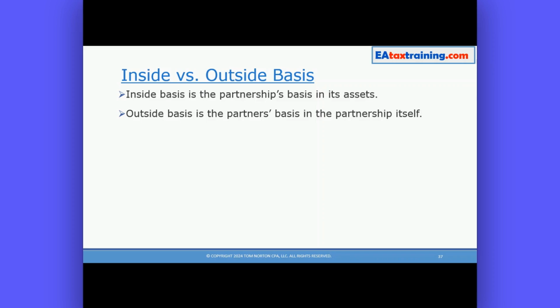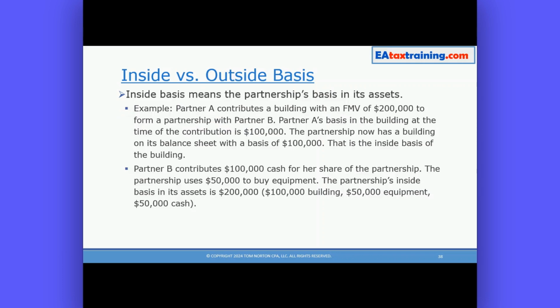Inside basis is the normal basis of the partnership's assets, the basis that the business has in its own assets. Outside basis is the partner's basis in their share of the partnership itself. So we're going to do an example to understand the difference here. Partner A contributes a building with a fair market value of $200,000 to form a partnership with partner B. Partner A's basis in the building at the time of the contribution is $100,000. The partnership now has a building on its balance sheet with a basis of $100,000. That is the inside basis of the building.